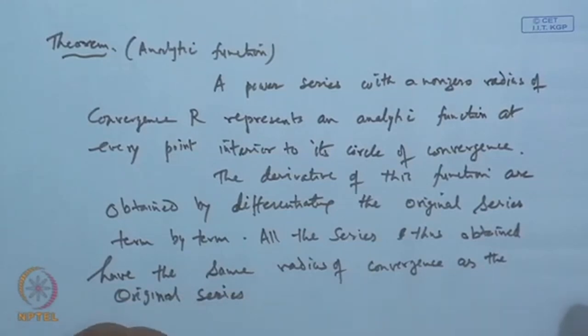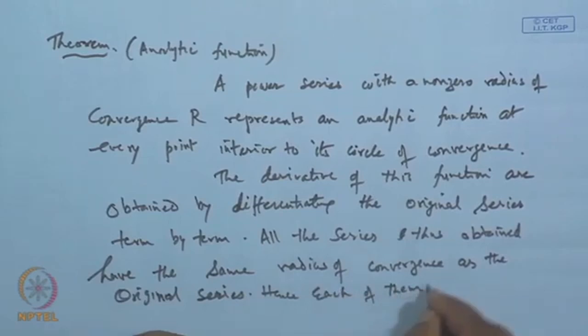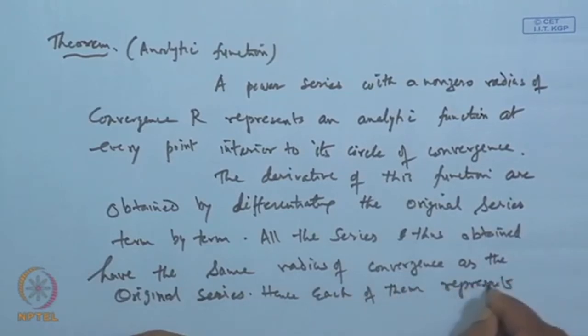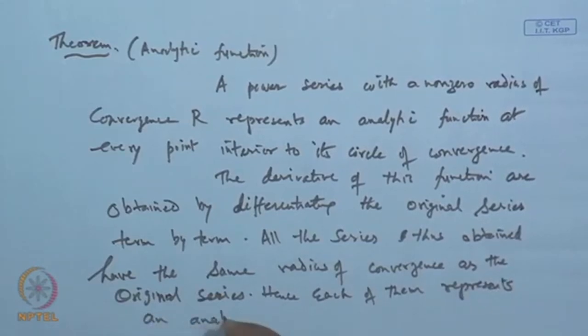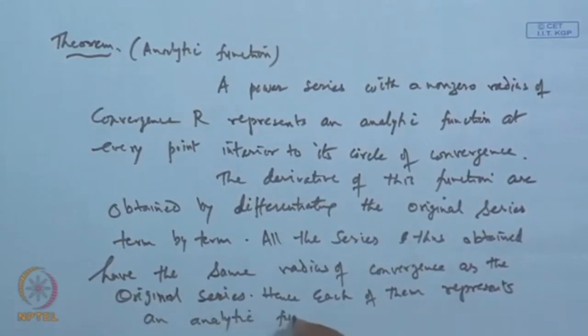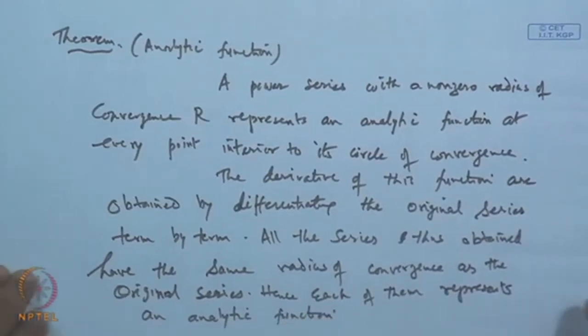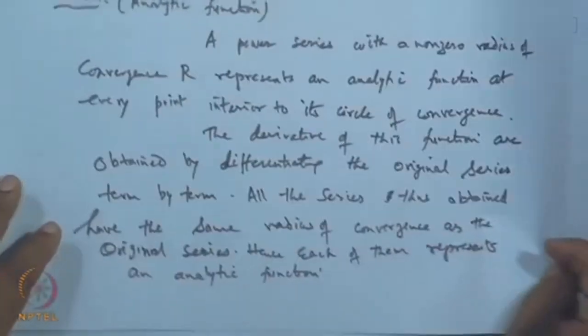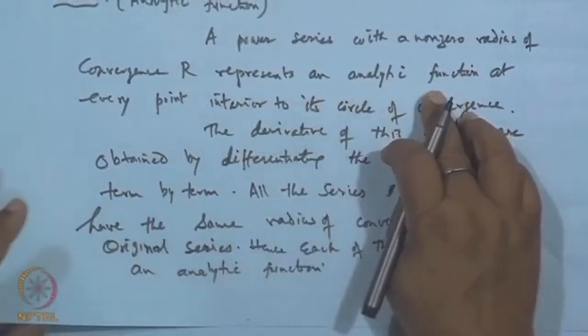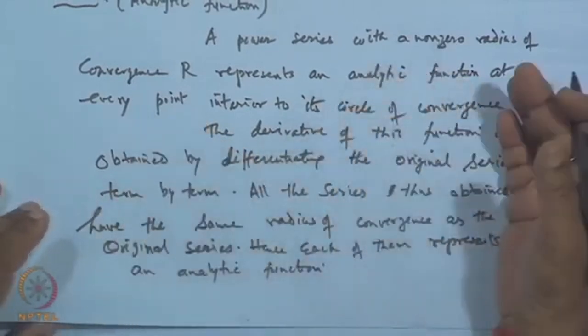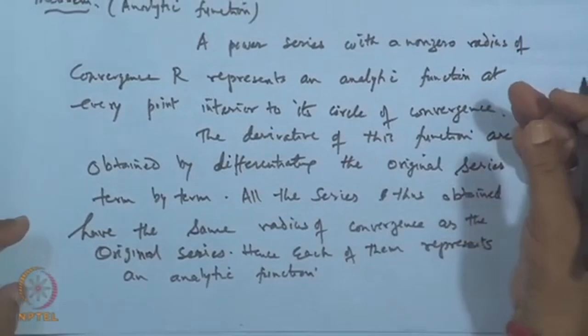Hence, the first statement: each of them represents an analytic function. So this is the result in which we are interested, that a power series with a non-zero radius of convergence R represents an analytic function at every point. And since the derived series will also be a power series with the same radius of convergence, the derived series will also represent an analytic function. Hence, all derivatives of the function represented by a power series are analytic.